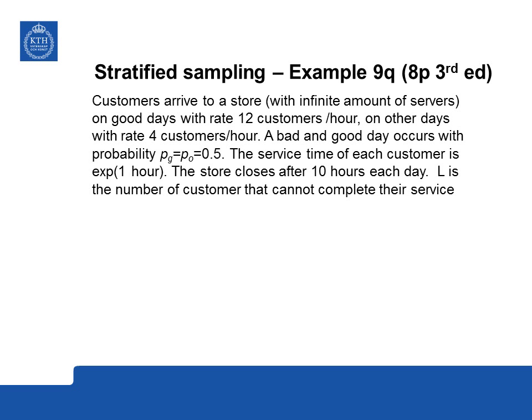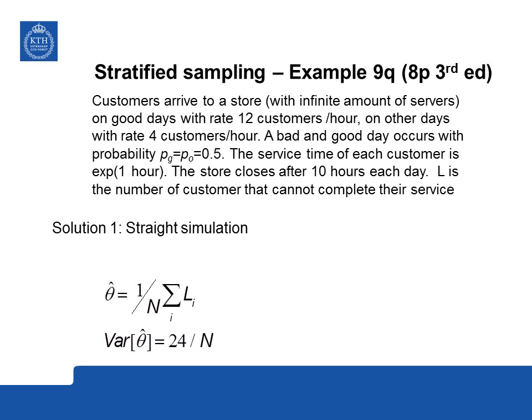So in the straightforward solution, we simulate the system straight away. We look at the estimator theta hat, which is simply the arithmetic average of the observations Li. And in the book, we have computed the variance, and the variance in this case was 24 over n.